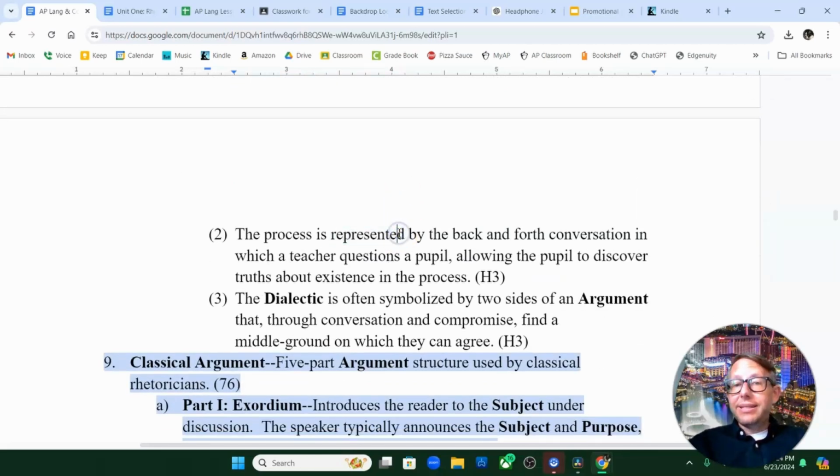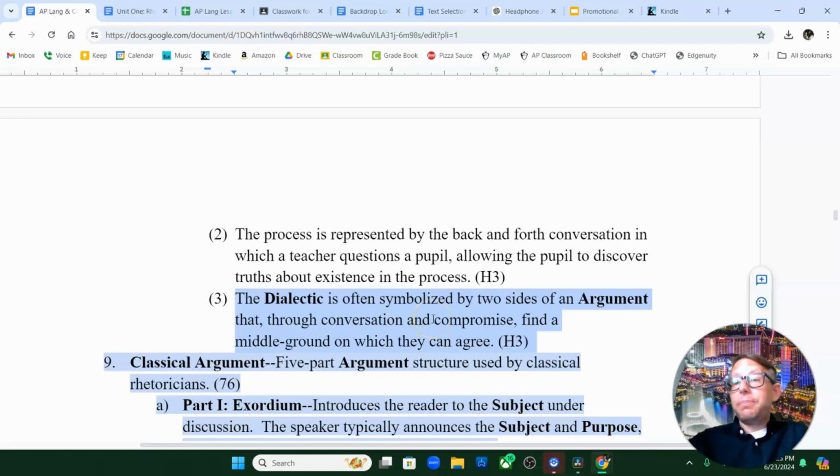That whole dialectic concept, as I mentioned, is represented by the back and forth conversation in which a teacher questions a pupil, allowing the pupil to discover truths about existence in the process. And that's very much what the old school authors would have been talking about back in the day. When we're talking about Aristotle and Plato, that's how they wrote a lot of their texts, from that perspective of a dialectic. The master and the pupil working together through these problems to get to some sort of conclusion, okay? It's also often symbolized by two sides of an argument that, through conversation and compromise, find a middle ground in which they can agree.